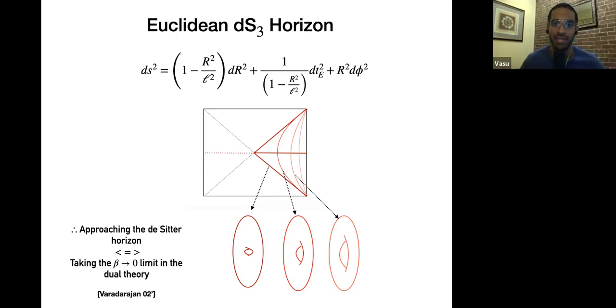And the blackening factor here sets the radius of the non-contractible cycle of this torus. What happens when you actually approach the horizon is that the non-contractible cycle pinches and the torus really degenerates to a hemisphere or a disk. This really happens in any number of dimensions. But for our purposes, what that means is that approaching the horizon takes the high temperature limit for you.